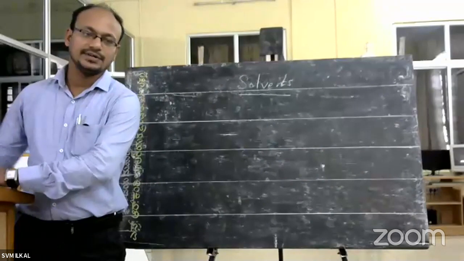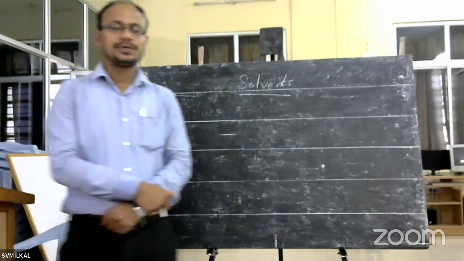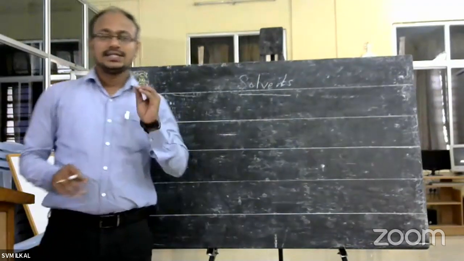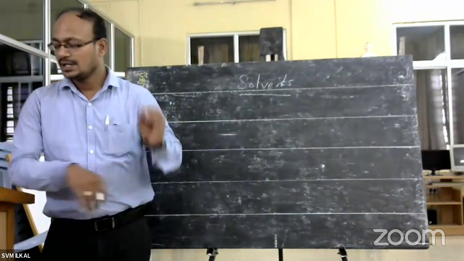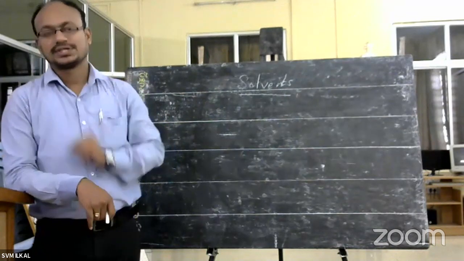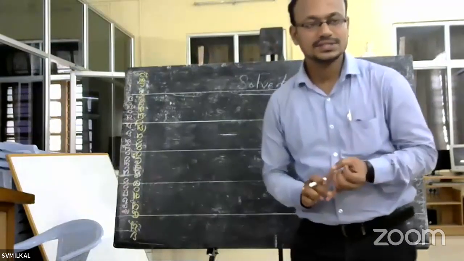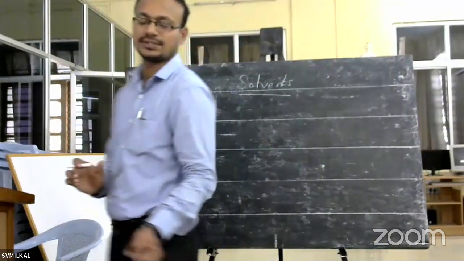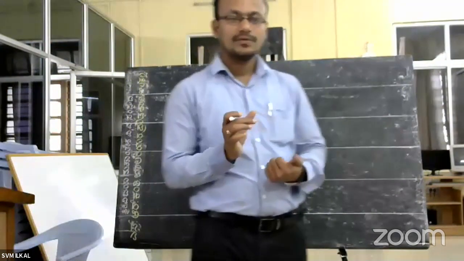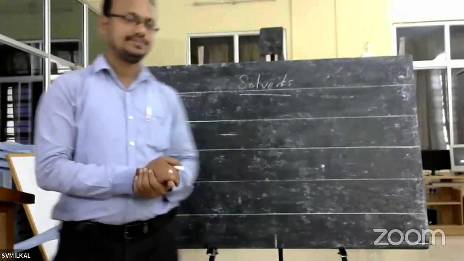So now we got to know what exactly a solvent means. A solvent is a substance that dissolves a solute, resulting in the formation of a solution. So here we need to understand three keywords: one is solvent, one is solute, and another is solution. Solute is the substance which is going to dissolve in the solvent and form a solution.